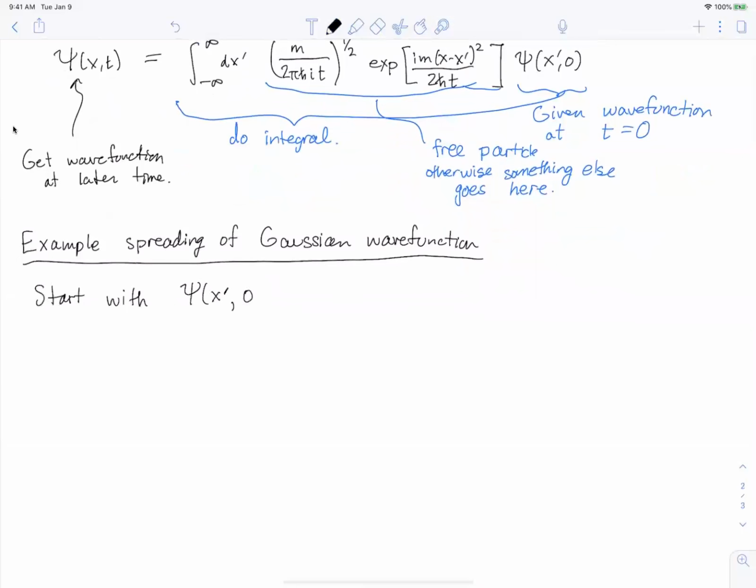And I'm specifying that this is at time t equals 0 now. But otherwise, it's just what we had before. It was 1 over 2 pi sigma squared to the 1/4. There's an exponential e to the i p0 x prime over h bar. And then there's a Gaussian part, which is e to the minus x prime squared over 4 sigma squared.